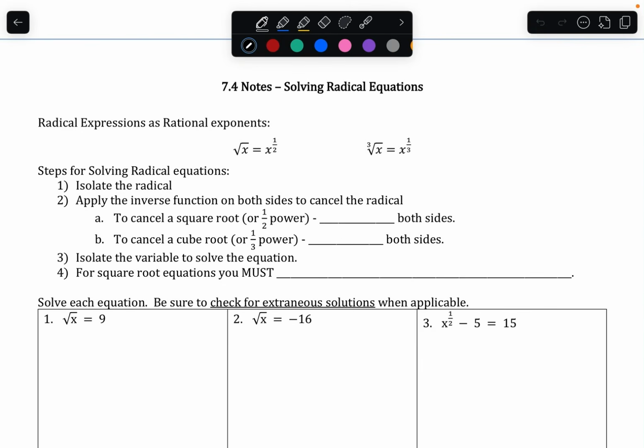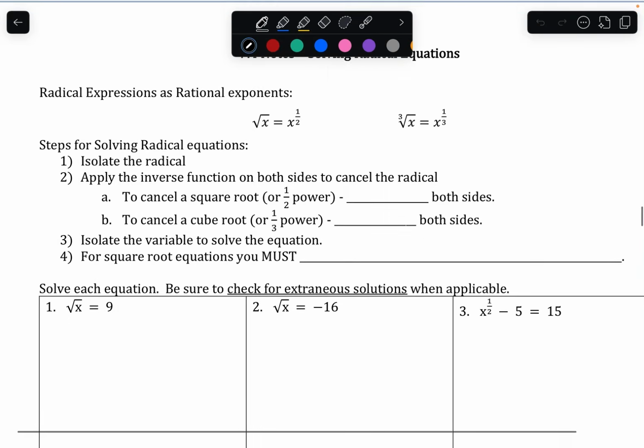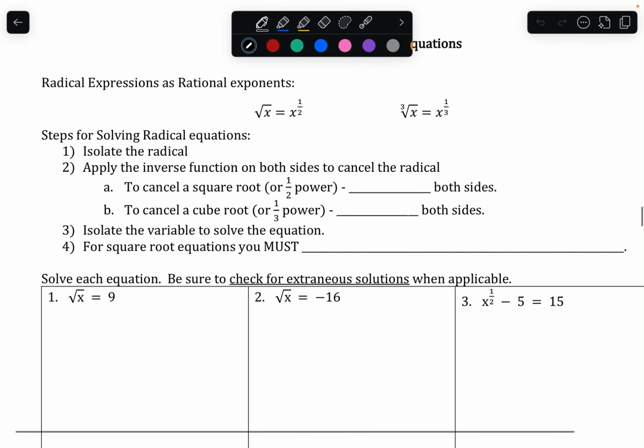All right, in this lesson, we are going to be solving radical equations. Before we start, sometimes you might see a radical written as a rational exponent. If you see a 1/2 power, that's the exact same thing as square root. If you see a 1/3 power, that's the same thing as cube root.